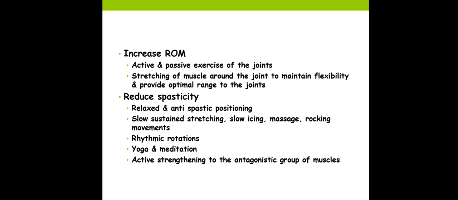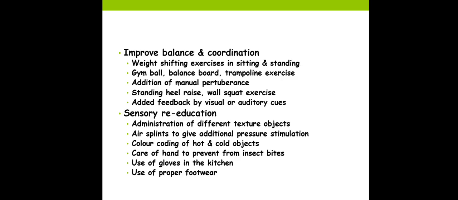Increase range of motion, right? Active and passive exercise of joints, stretching of muscles around the joint to maintain flexibility and provide optimal range to the joints. Then we have to reduce the spasticity by performing antispastic positioning, relaxed passive movement, slow sustained stretching, slow icing, massage, rocking movements. We can go for the Rood's approach, right? Rhythmic rotations, yoga and meditation, active strengthening of the antagonist group of muscles.